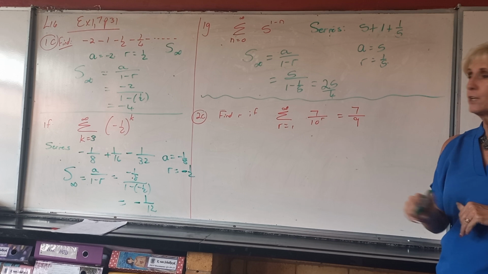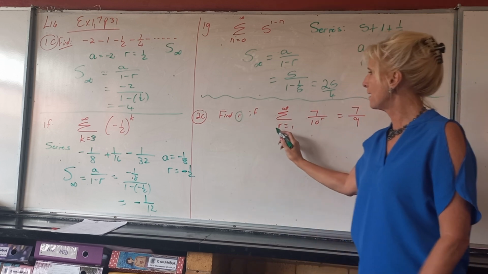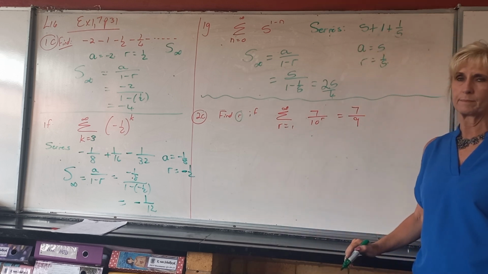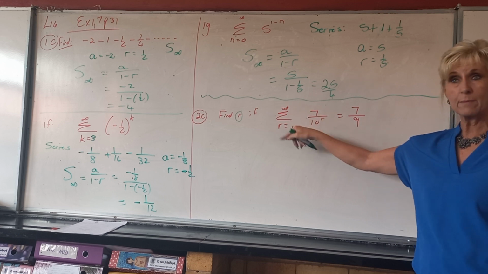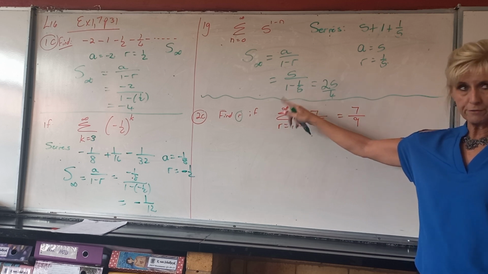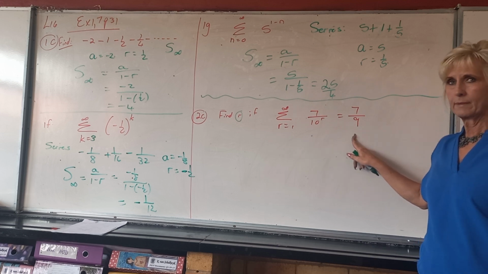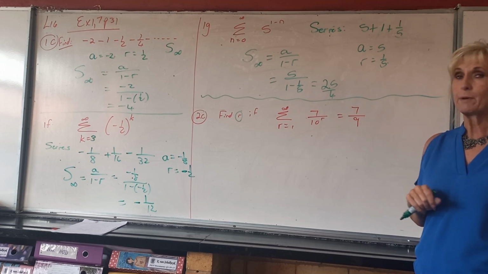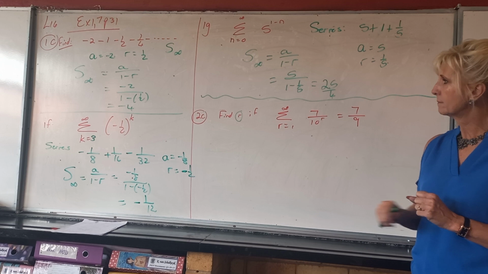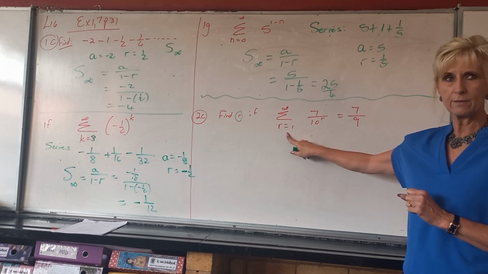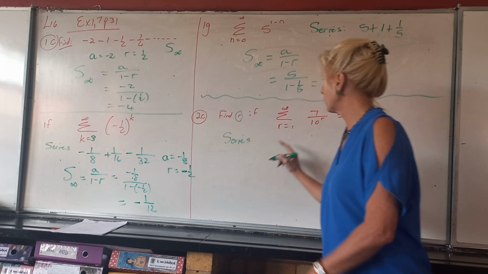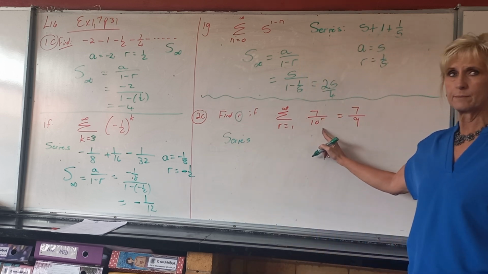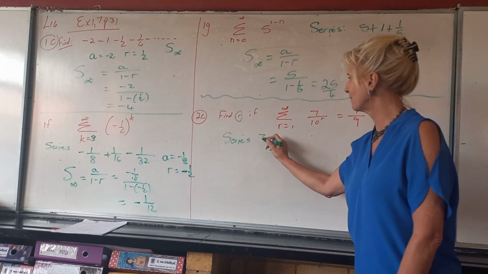I'm saying find R, if I'm telling you that the sum to infinity is 7 over 9. But where do we start? Series. Again, write down the series. Now the series starts with 7 over 10. So it's 7 over 10.